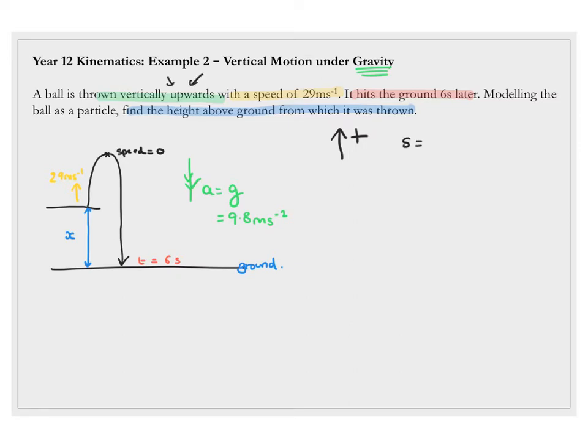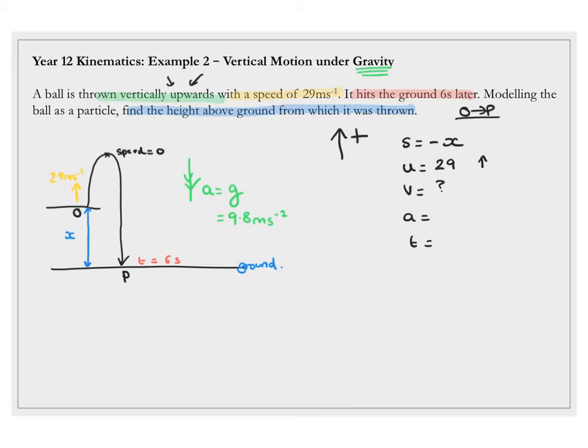So we're going to fill in as much information as we can, and I'm going to look at the journey from O to, let's say, this point here. So I'm modelling the journey from O across to P. Now s, we don't know what that's equal to. I could call it negative x, because it's x below the origin, the starting point. u is equal to positive 29 metres per second. Remember, it's upwards.